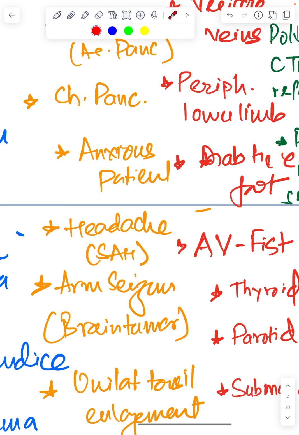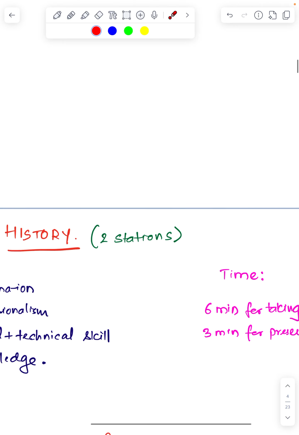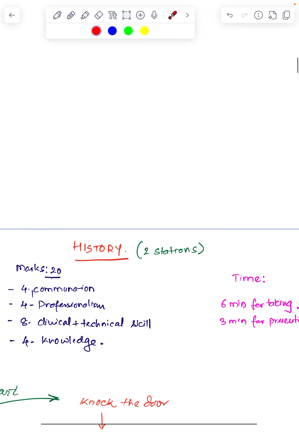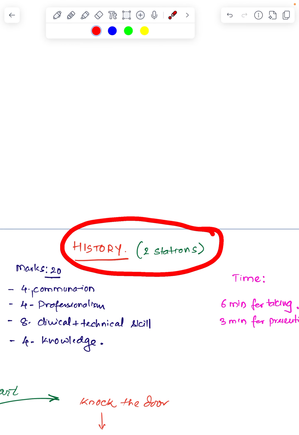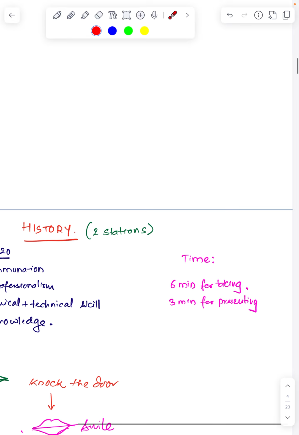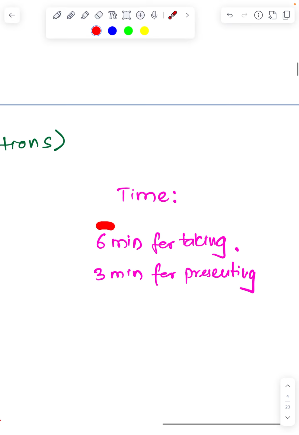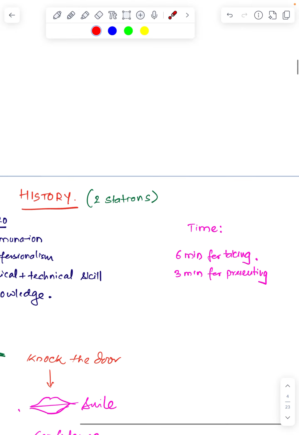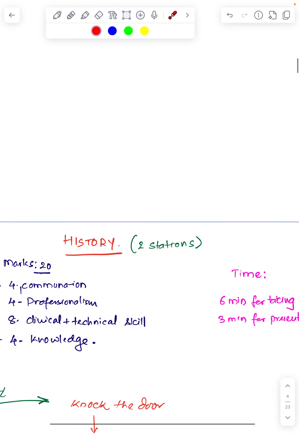What are the common parts? Introduction. History has two stations. Marks are 20, out of which 4 are for communication, 4 for professionalism, 8 for clinical and technical skills, and 4 for knowledge. So this is about the marks, and you get 6 minutes for taking the history and 3 minutes for presenting the case.